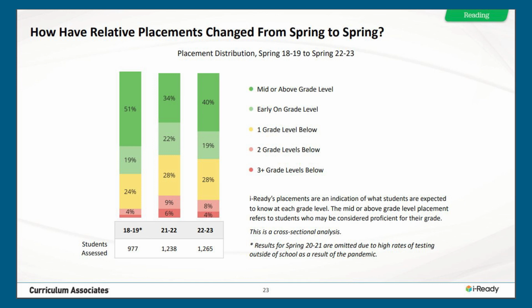In 18-19, only 977 students were assessed, and that's because 5th and 6th grade were not doing iReady yet at that time. So when we're taking a look, there's a big difference between the number of students that were assessed in 21-22 and 22-23 compared to that, and that is why. We did better than we did last year, and we're trending towards how we performed in 18-19 prior to the pandemic.